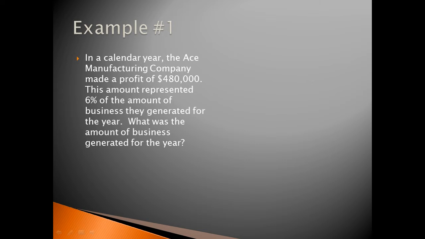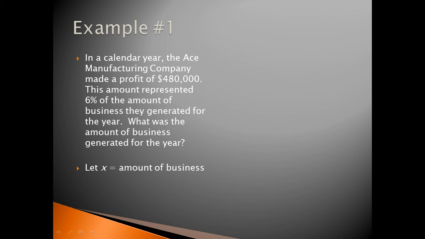However, if you take a look at the second sentence, it said this amount, referring to the $480,000, represented 6% of the amount of business. That's the one that we want to look at because it contained the percent in the sentence. The one thing I need to find is the amount of business generated for the year. That's what I'm going to let x equal.